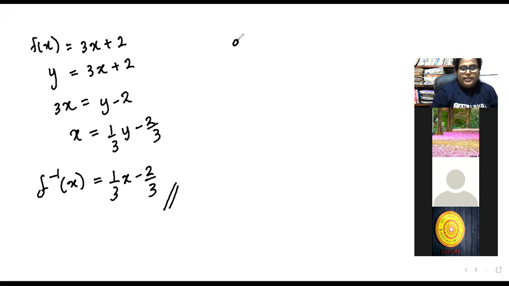And when we take the g(x) function, it is 6 over 2x plus 3. The same process should be followed here.